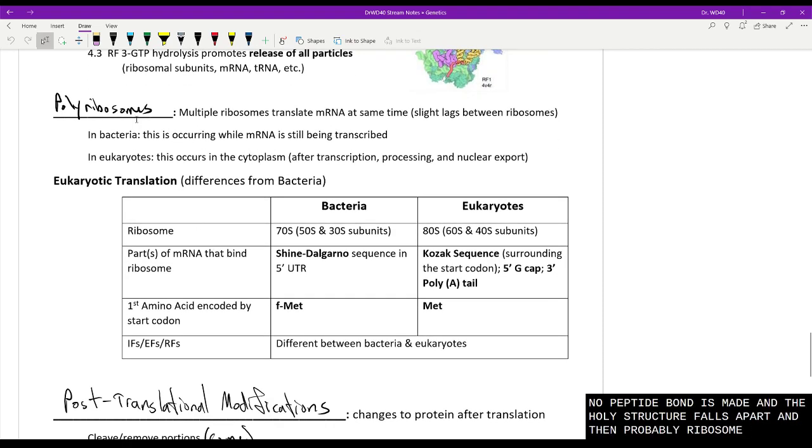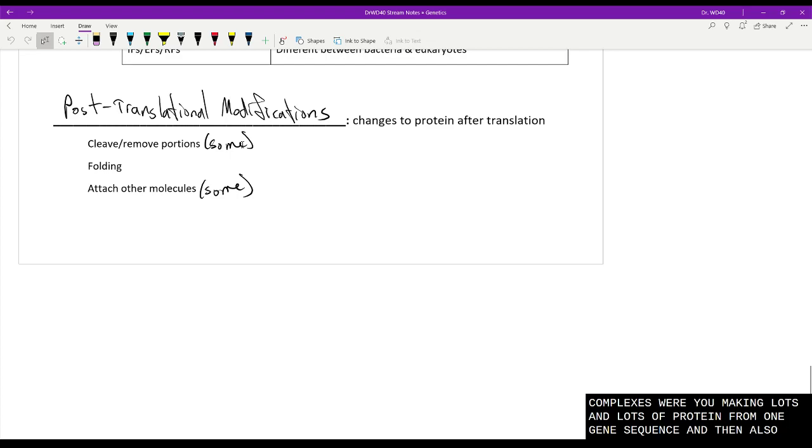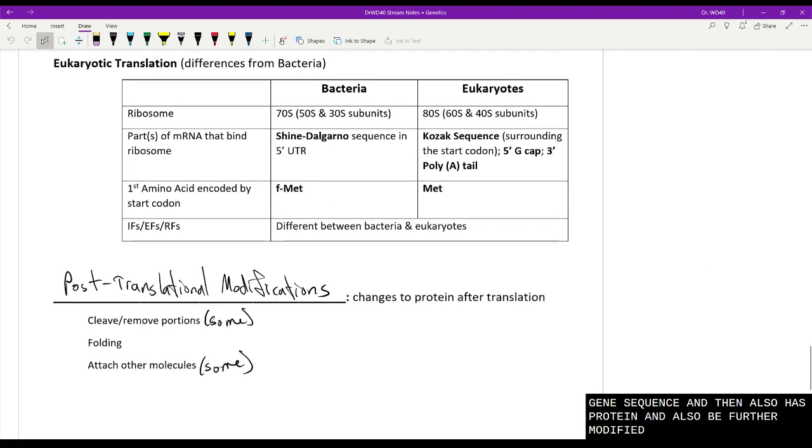And then polyribosomes are where we can have the DNA being directly transcribed by RNA polymerase, and then going directly to messenger RNA. If this was prokaryotes, there'd be no nucleus or processing to go through. So then the ribosomes can come in and make it. So you can have multiple polymerases, multiple ribosomes. So it forms these polyribosome complexes where you're making lots and lots of protein from one gene sequence. And then also, you don't have to know too much about this, but those proteins that are made can also be further modified.